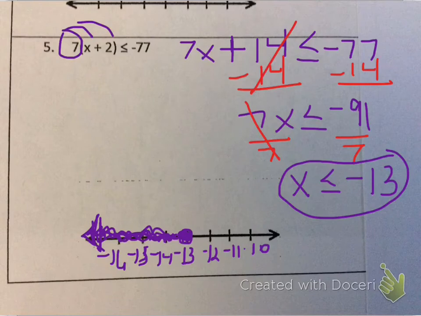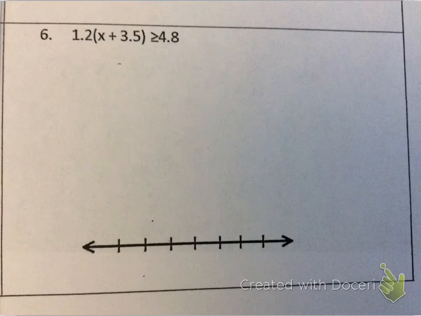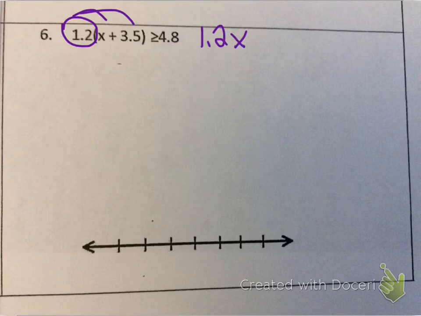Okay, last question on that. We have number 6, which is 1 2/10 times the quantity of x plus 3 5/10 is greater than or equal to 4 8/10. First thing I'm going to do is distribute that 1 2/10. So 1 2/10 times x is 1 2/10 x. Then 1 2/10 times 3 5/10, you're going to multiply that. That's going to give you a positive.